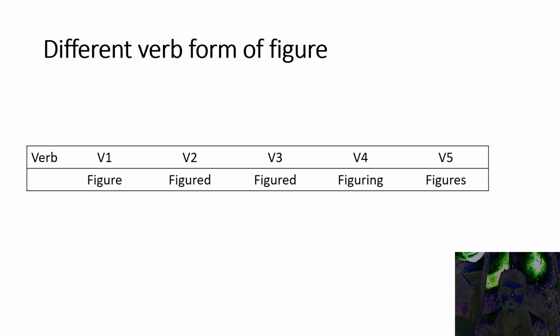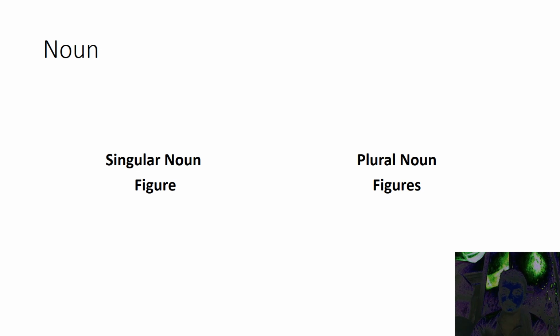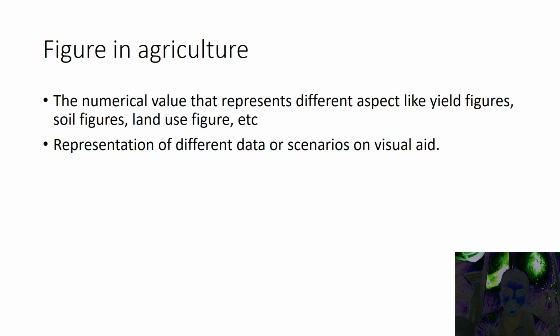Now let's move to the next slide. Different verb forms of figure. Now, figure is used as a verb, so we can convert it into the different verb forms V1, V2, V3, V4 and V5. The V1 form of figure is figure, V2 and V3 are figured, V4 is figuring, and V5 is figures. Now let's explain figure as a noun. It is used as the singular noun figure and figures as the plural noun. Now let's move to the next slide.